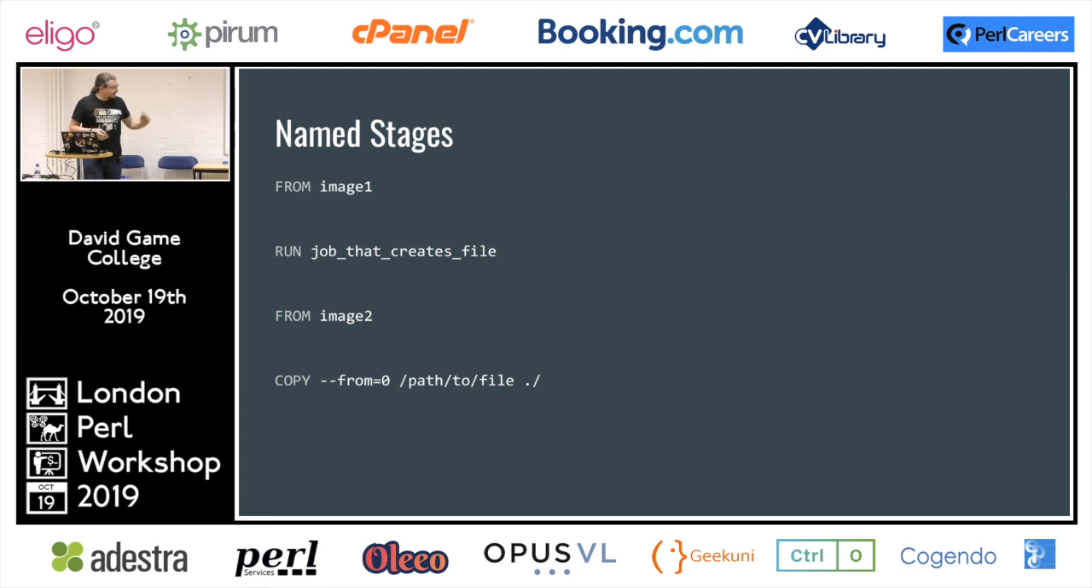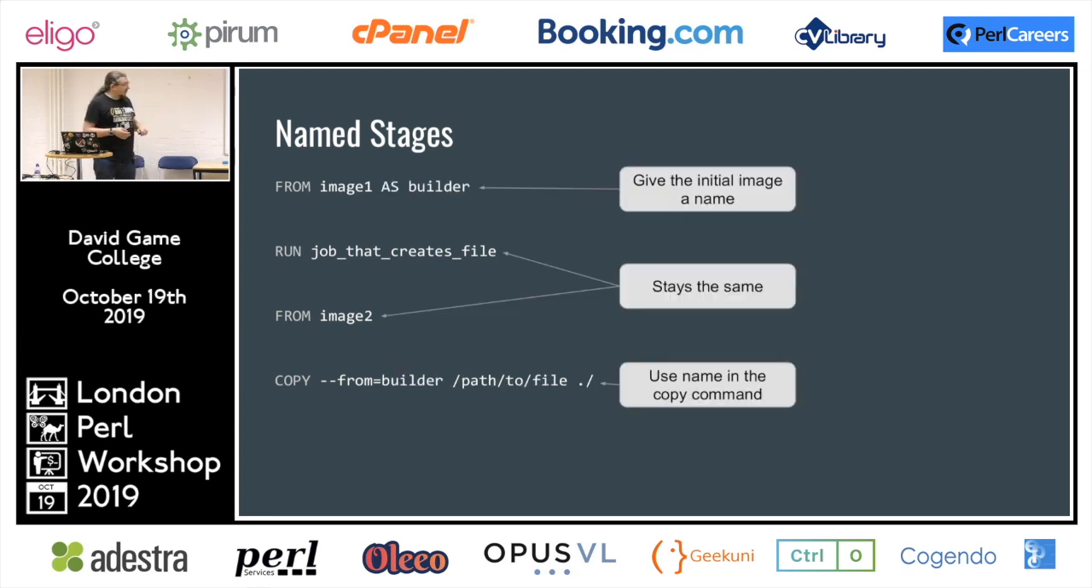But here's another trick. So here's our initial code. But now what we do is we give our image a name. So we say image 1 that we're pulling from, we're calling that builder, and that means now down here, these two lines have stayed the same, and then down here, instead of copying from 0, which, yes, makes sense, but is a bit ugly, now we can say copy from builder, which is nice and simple, because you can see it up there, you know what it means.